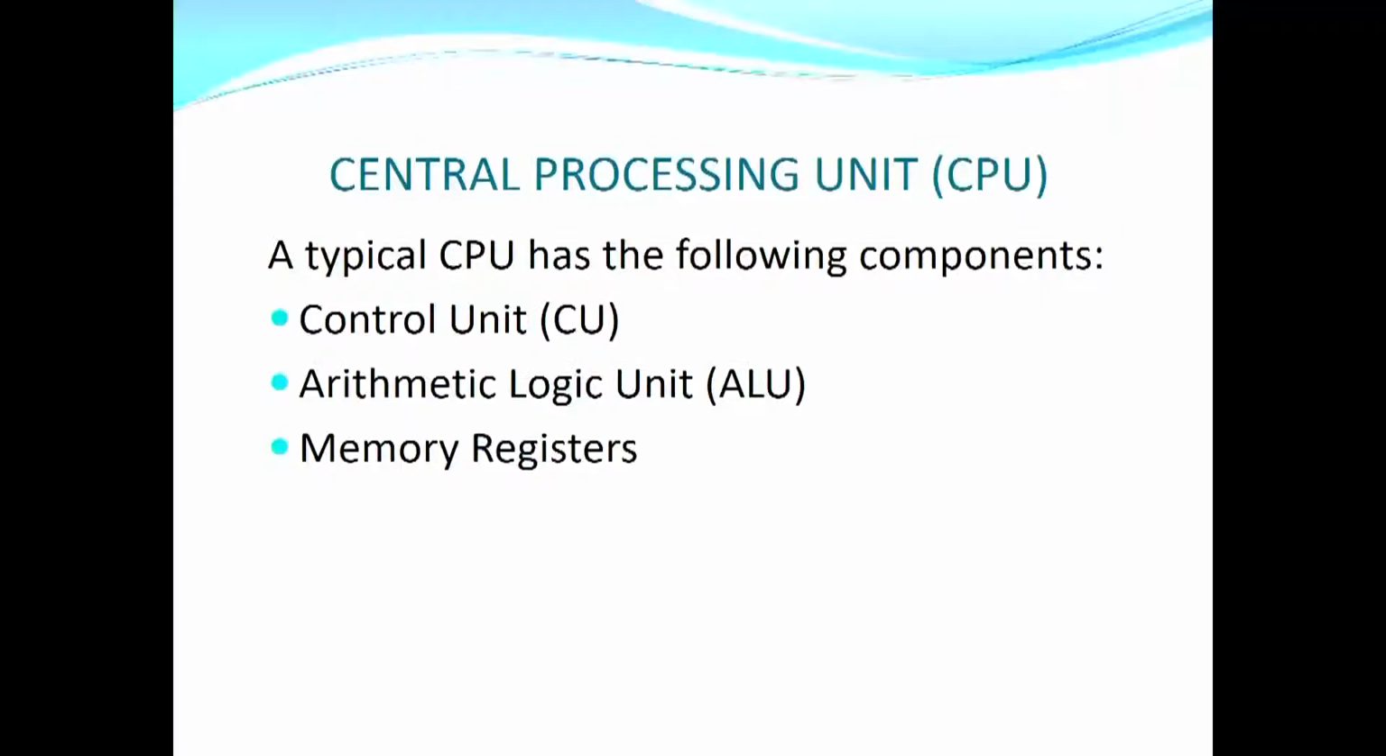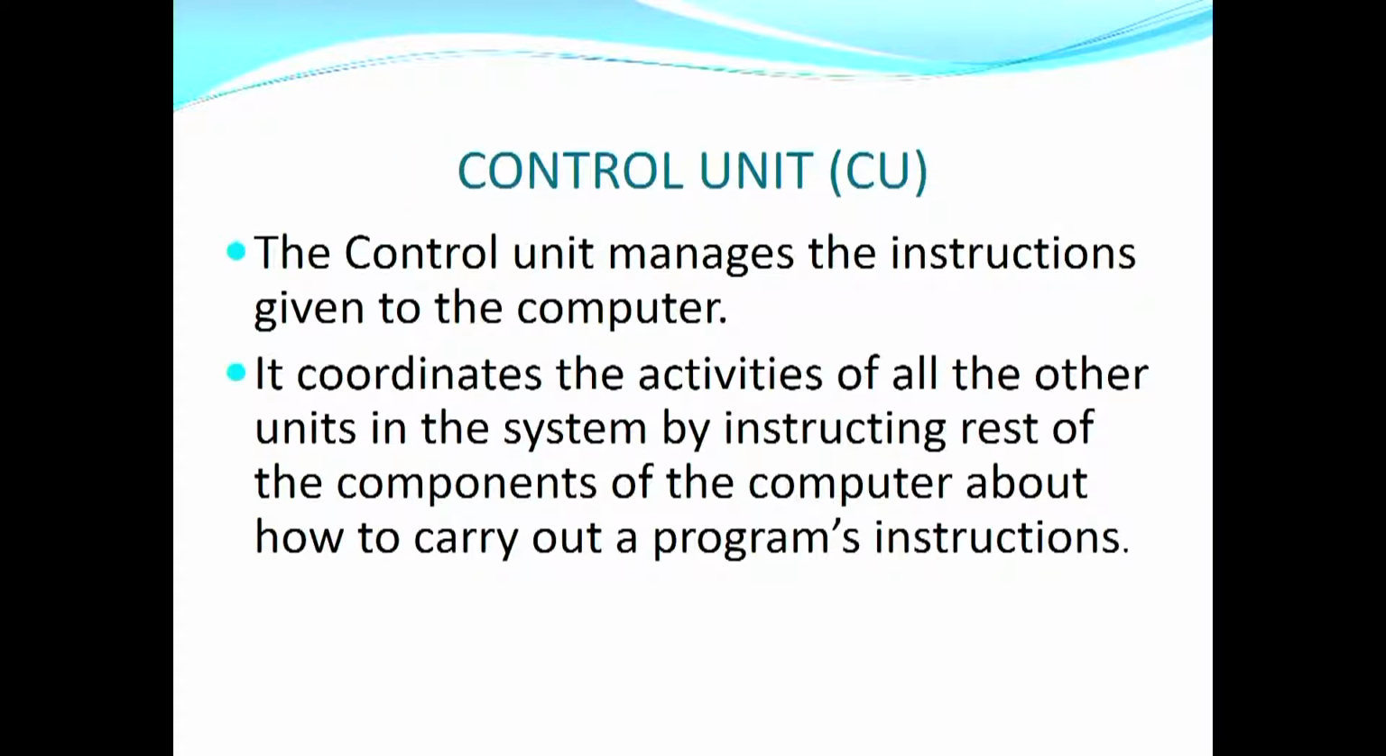A central processing unit, the CPU, typically has the three following components: control unit, arithmetic logical unit, and the memory register. So these three are the major components of a CPU. So let us talk about all of these three units in detail.